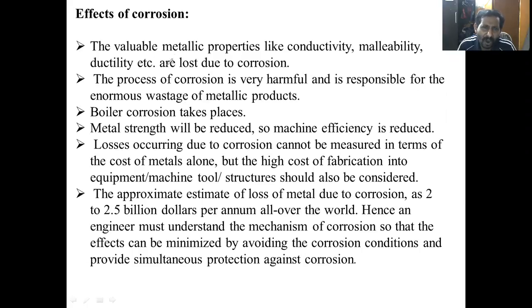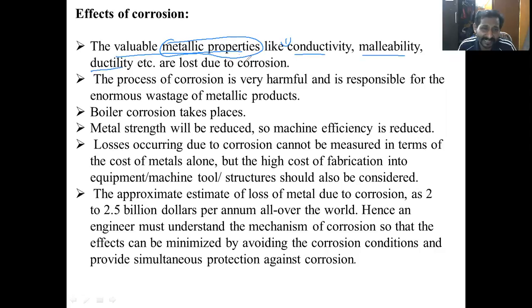First one is that all metals have valuable metallic properties. This is very important. Most metals have valuable metallic properties, like conductivity. Most of the metals are good conductors, and have malleability and ductility.